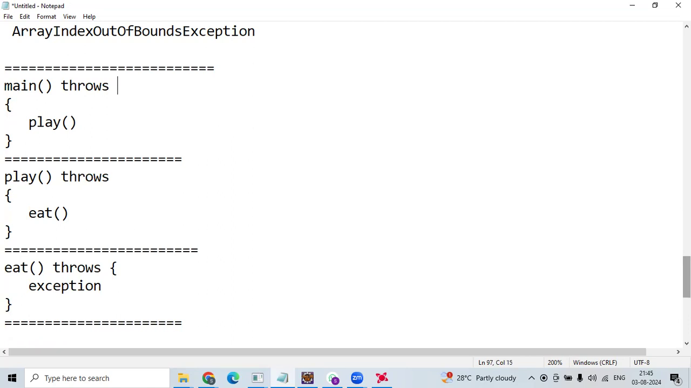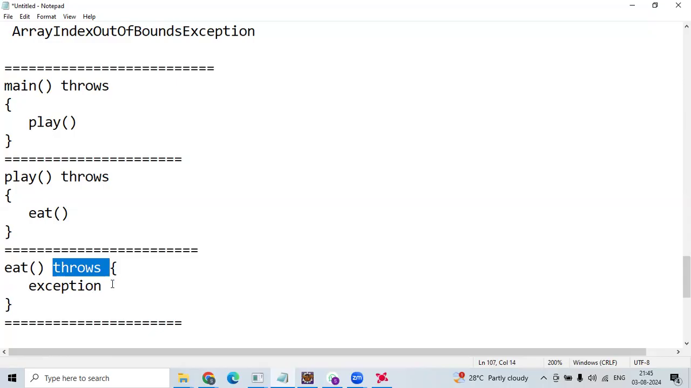No, Sunil, explain once again. What I mean to say, suppose you are this eat method, and it is raising some exception. Let us assume it is a checked exception. Checked exception means there are two ways, right? Either with the throws keyword you can delegate, or with try-catch you can handle.